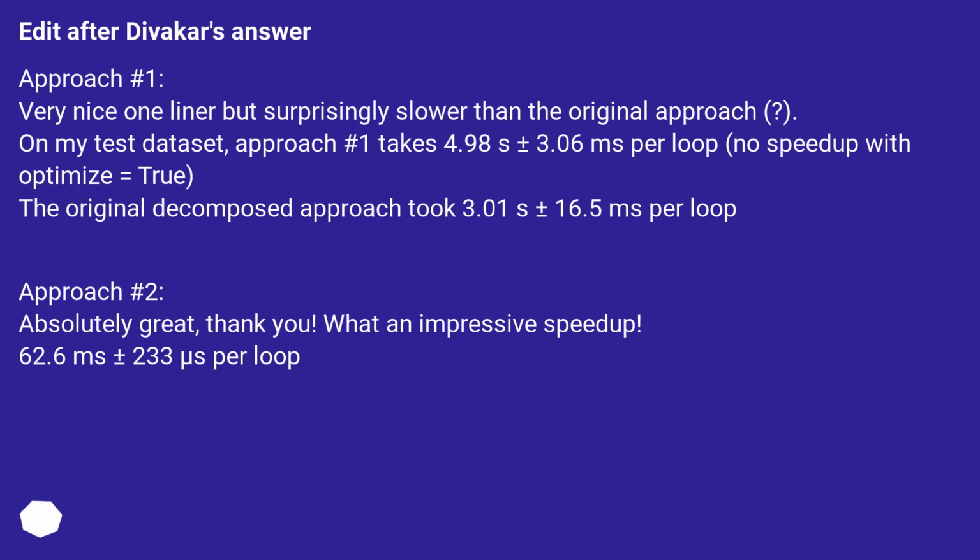Edit after Divakar's answer. Approach number 1. Very nice one-liner, but surprisingly slower than the original approach. On my test dataset, approach number 1 takes 4.98 s ± 3.06 milliseconds per loop. No speed up with optimize equals true. The original decomposed approach took 3.01 s ± 16.5 milliseconds per loop.